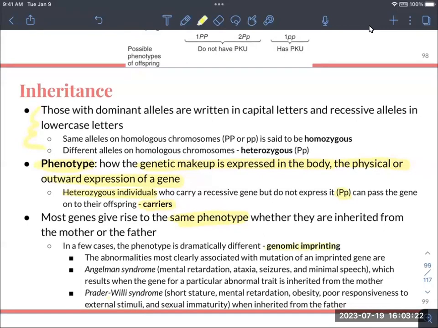This is genomic imprinting. These abnormalities are associated with a mutation of the gene they are imprinted on. Angelman syndrome is mental retardation, ataxia, seizures, and minimal speech, and it's because the gene for the abnormal trait is inherited from the mother. Prader-Willi syndrome is short stature, mental retardation, obesity, poor responsiveness, and sexual immaturity. This one is inherited from the father.